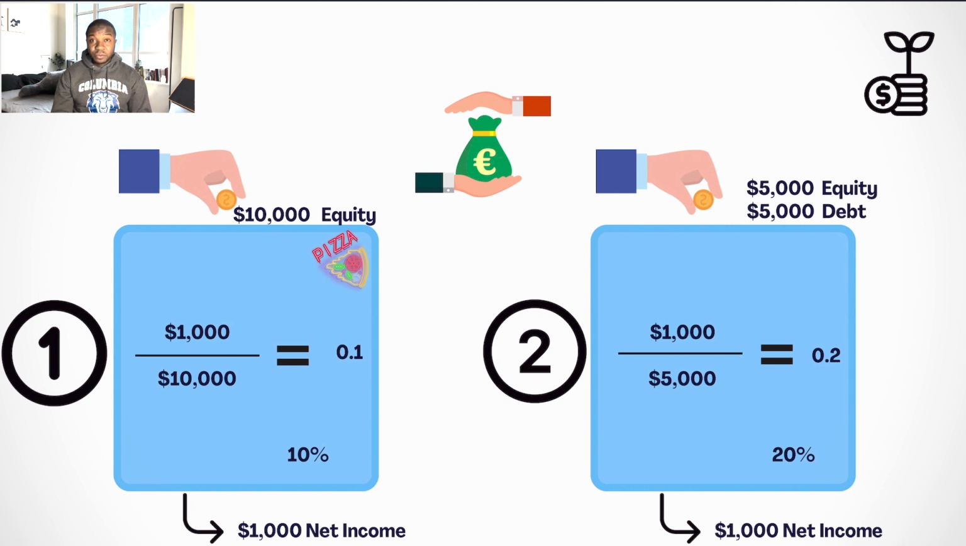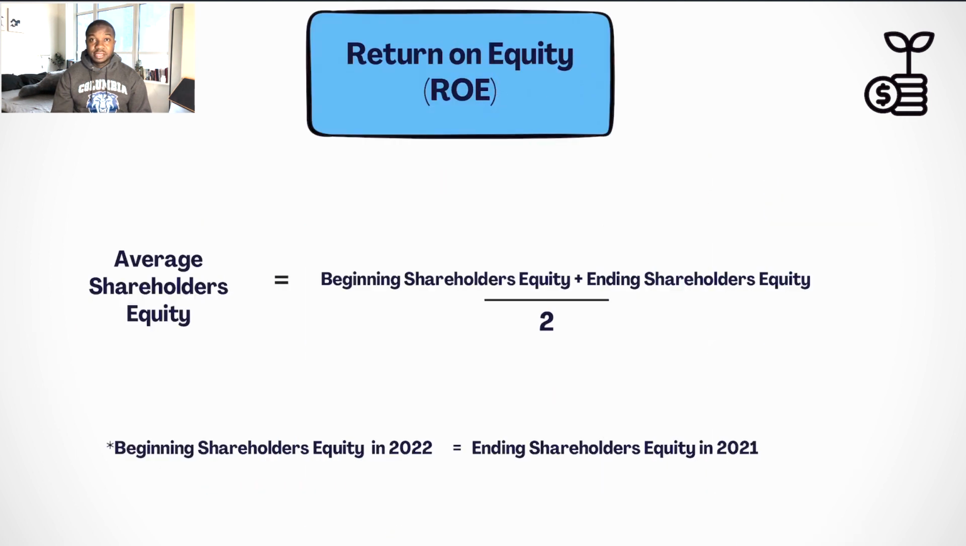Since the value of equity can also fluctuate during the accounting period, for example by investing more money into the company, an average shareholder's equity is used, just like the way we computed average total assets, that is beginning equity plus ending equity divided by 2.